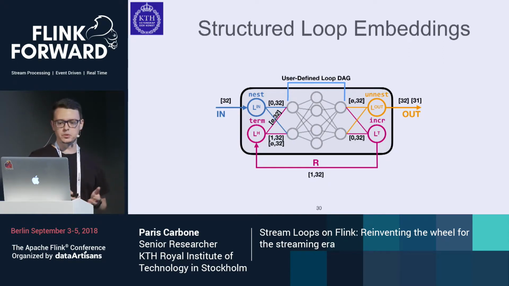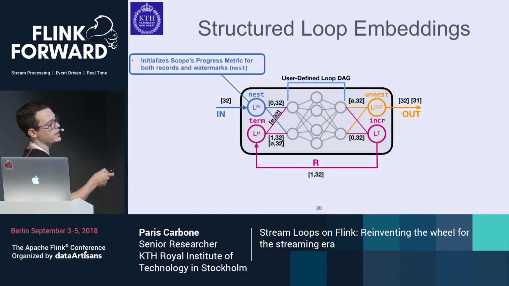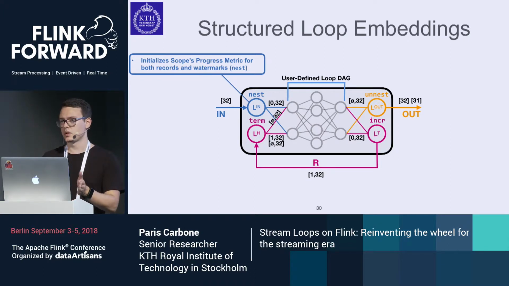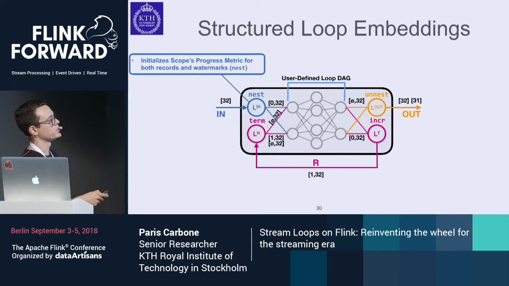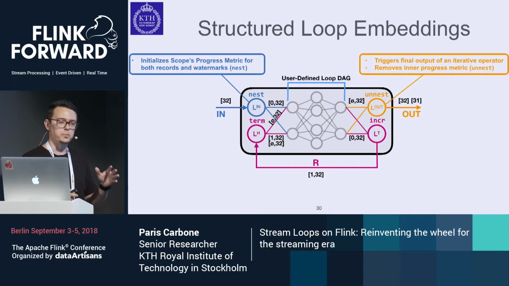So how do all these things work together? We actually embedded some special operators in a structured loop that do all these things automatically. So what happens when a record or a watermark enters a structured loop is that an input operator, hidden from the user, initializes the scope progress metric. So what it does effectively is that it takes every timestamp and nests a new progress metric initialized to 0. Okay, so 32 would become 0.32. That goes into the graph. Whatever goes out of the structured loop is unnested. It means that we remove the head of the timestamp. So basically, the local progress is not visible outside the structured loop this way.